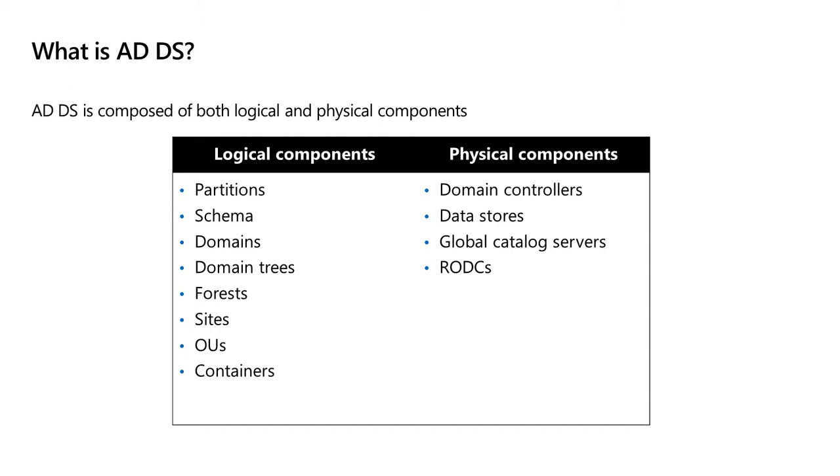Active Directory schema. Schema is a set of definitions or attributes for a specific type of object. For example, user account properties, or you can say user account attributes, like username, first name, last name, password. So these are defined on the basis of the schema.